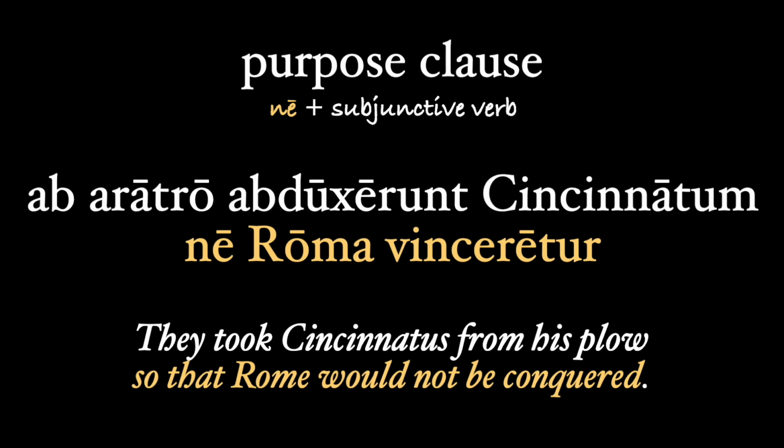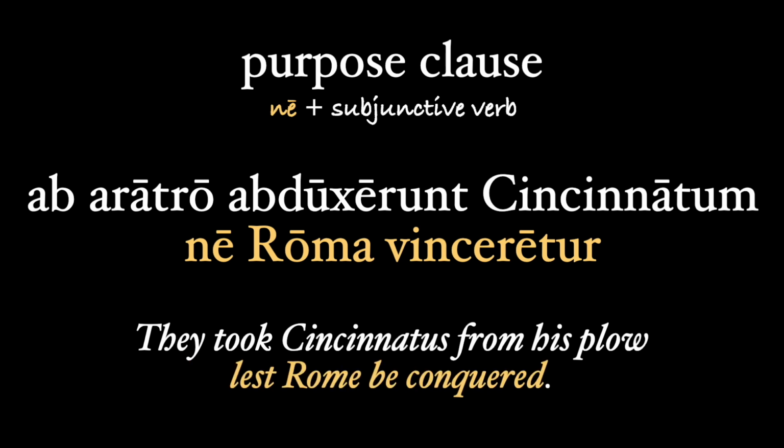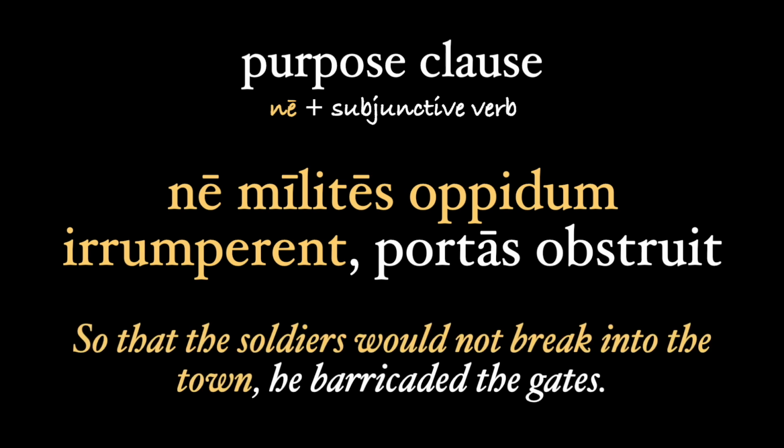Now the reason why they took Cincinnatus away is so that Rome would not be conquered, or lest Rome be conquered. One more. Ne milites oppidum irrumperent, portas obstruit. So that the soldiers would not break into the town, he barricaded the gates. The negative purpose of the barricading of the gates is described by our ne purpose clause.